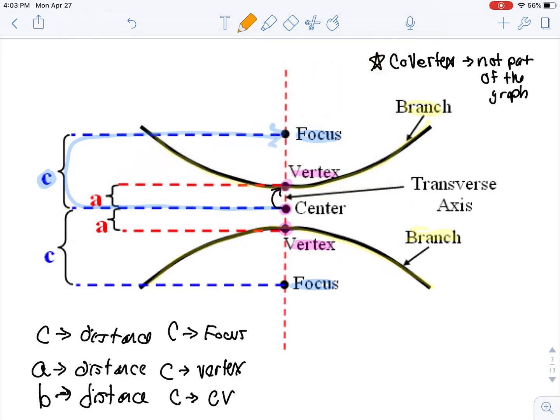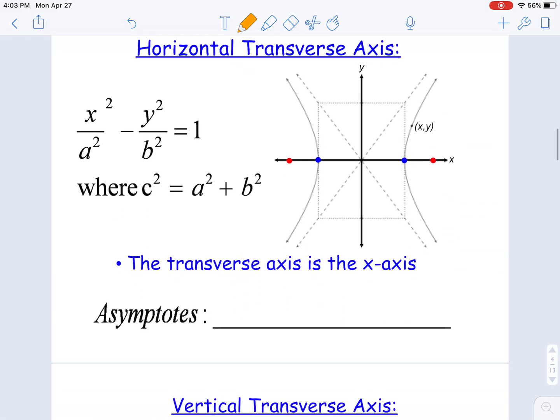The last thing I want to point out is this transverse axis here. This transverse axis can be either vertical, like in this case, or it can be horizontal. The transverse axis goes the same direction as the branches. So if the branches open up and down, then the transverse axis will go up and down. The transverse axis will contain both focal points, both vertex points, and the center. So all those key points line up on that same transverse axis.